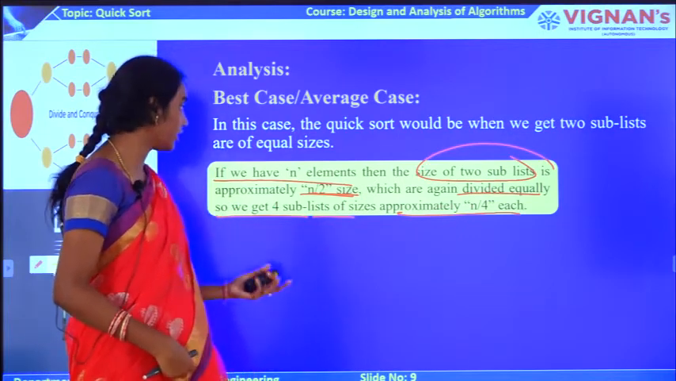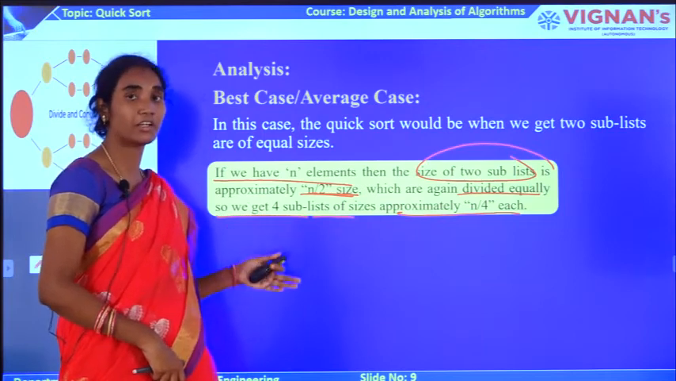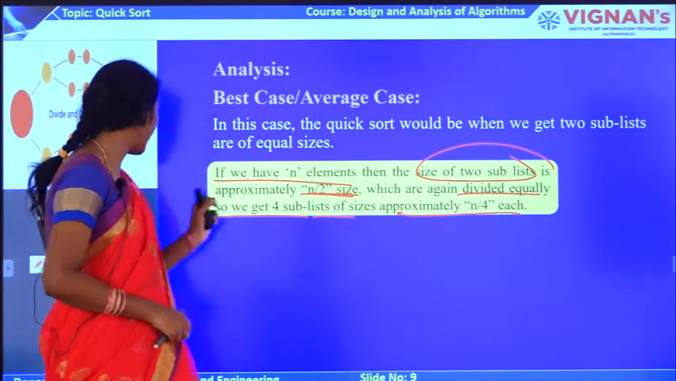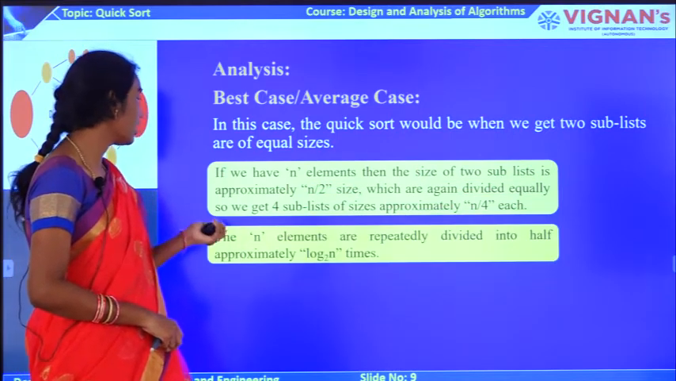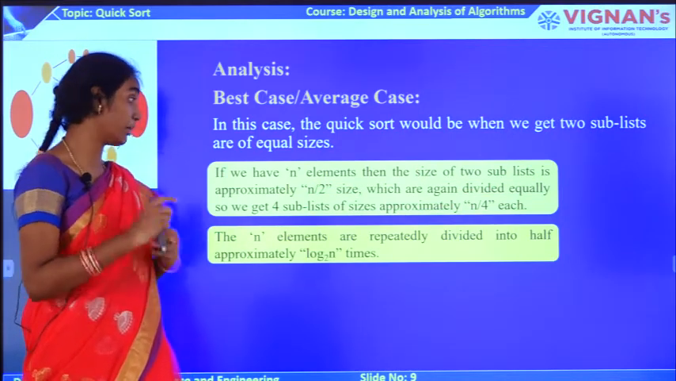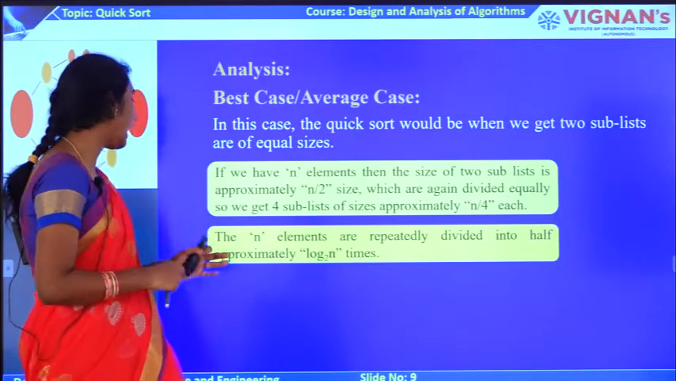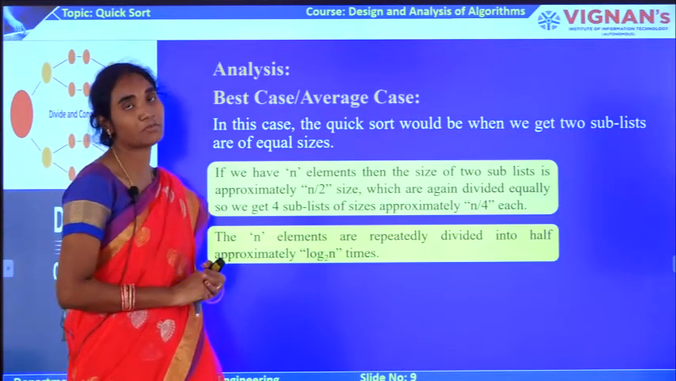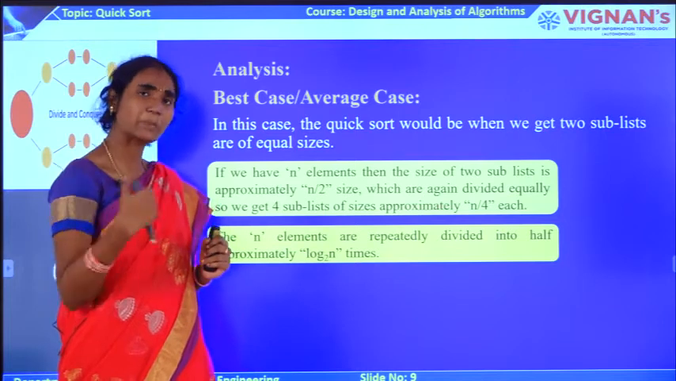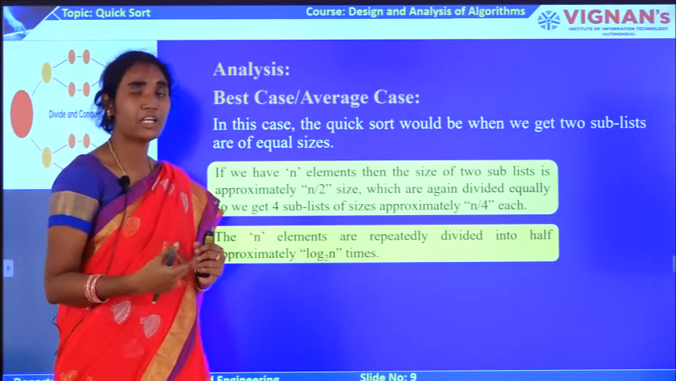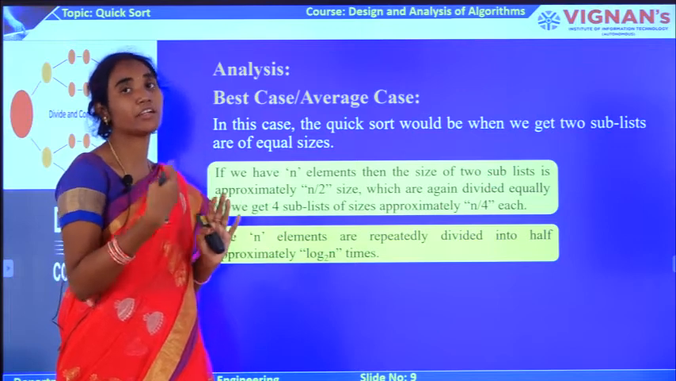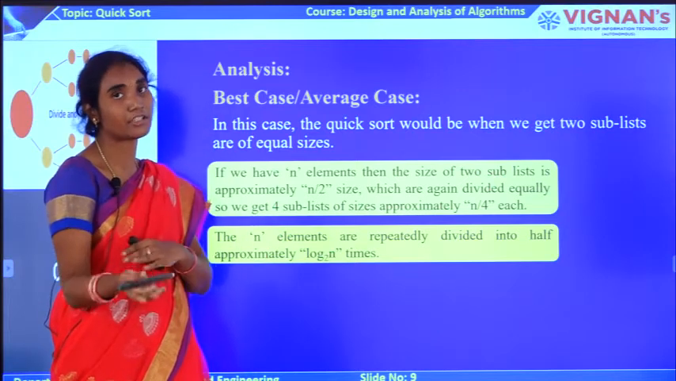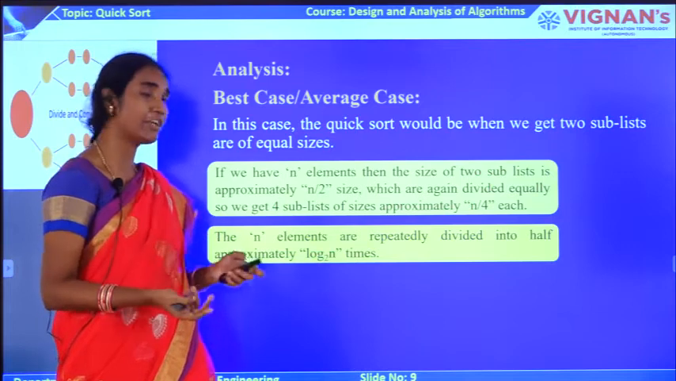So again here 8 sublists of sizes n by 8. So likewise we'll be having the division of sublists. Now the n elements are repeatedly divided into half approximately log n times. Even for the left sublist it gets repeatedly divided into half, and even for the right sublist also it gets repeatedly divided into half, right?